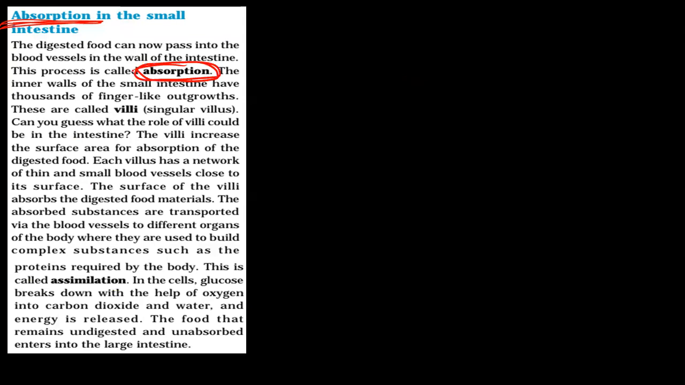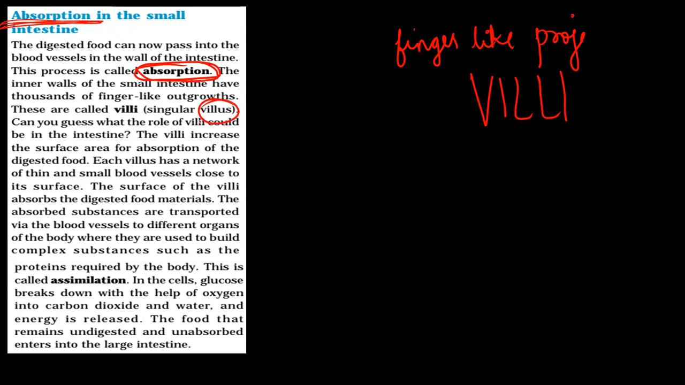How? The small intestine has finger-like projections known as villi. Singular form, villus. Villi are like this, finger-like. They don't look like this, but this is just for understanding. Finger-like through the surface of the small intestine. They have so many blood vessels. Now we know blood is the one who's going to transport, so they have blood vessels. These blood vessels carry the digested food and transport it throughout the body.